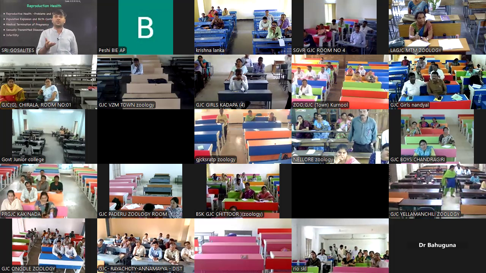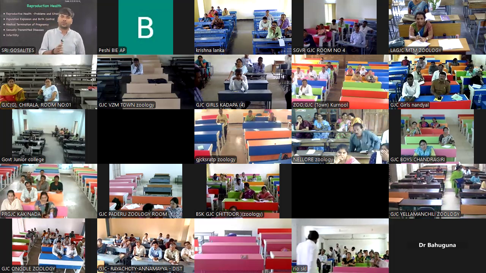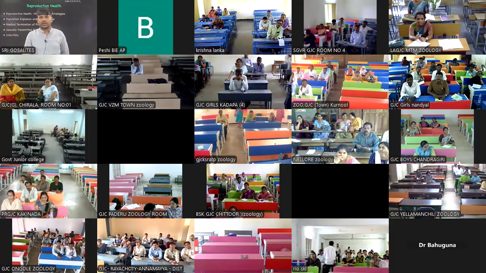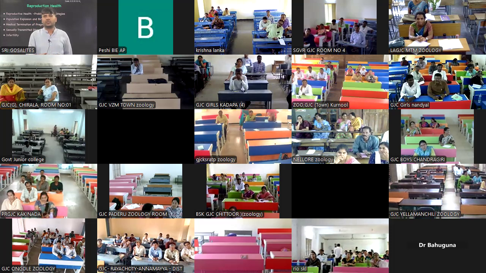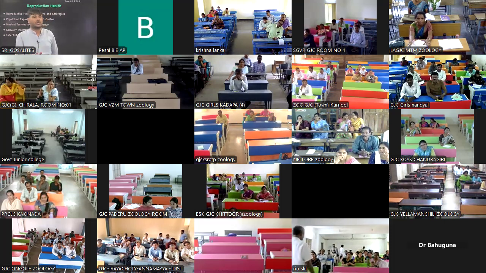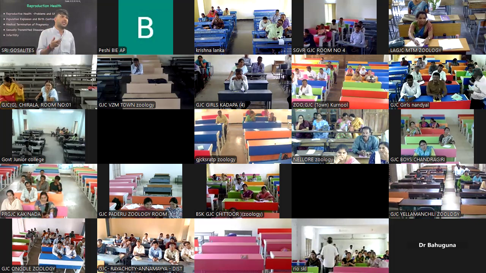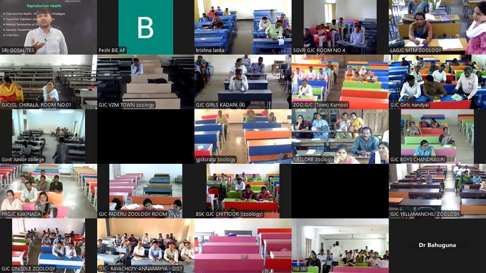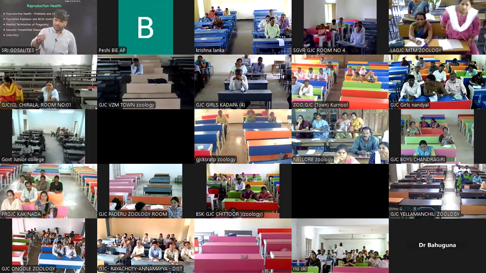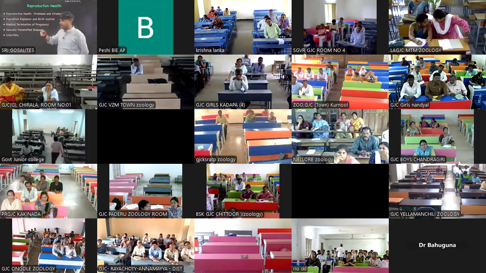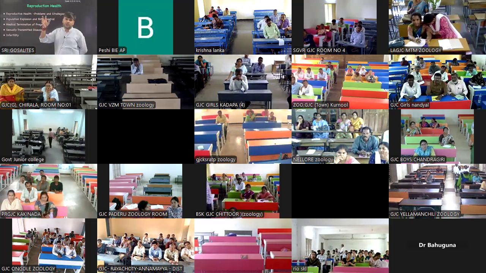A total of 5 questions, 4 questions from human reproduction and 1 question from reproductive health, were asked. So on an average every year, 5 to 6 questions are asked. So it is a very important chapter for students, and a scoring chapter also. So how to teach this chapter to students?